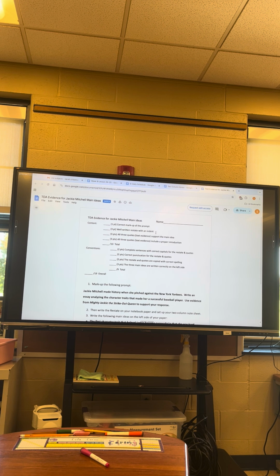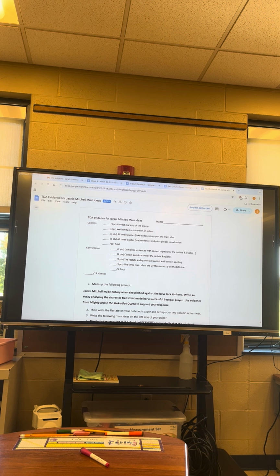Making sure that you're writing a well-written restate and making sure it's indented. This is your first paragraph, so you need to indent the first paragraph. You need to make sure all 3 quotes, your text evidence, supports your main idea. Think about, okay, text evidence. What will I need to include if I'm including text evidence? You will need quotations, right? Because you're citing. All 3 quotes include a proper introduction.